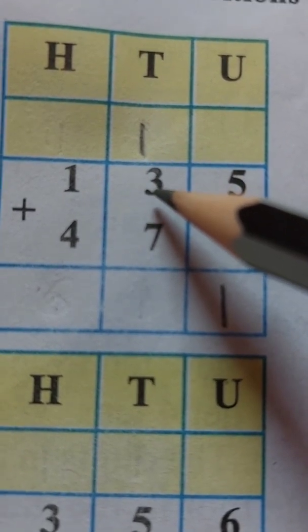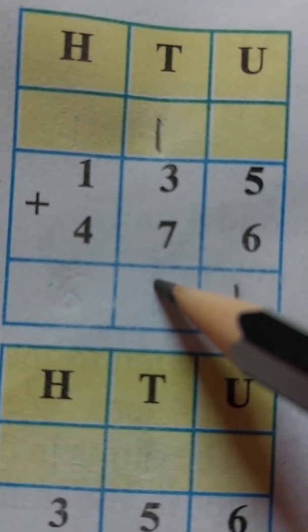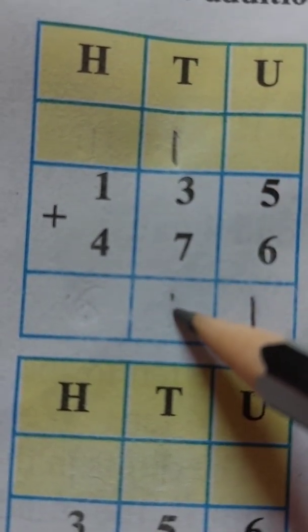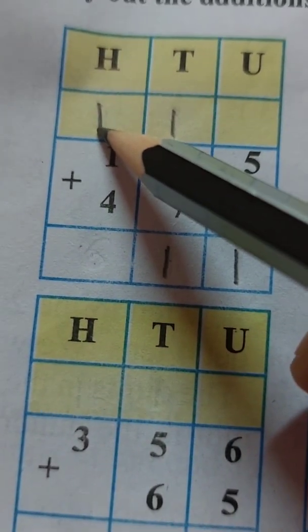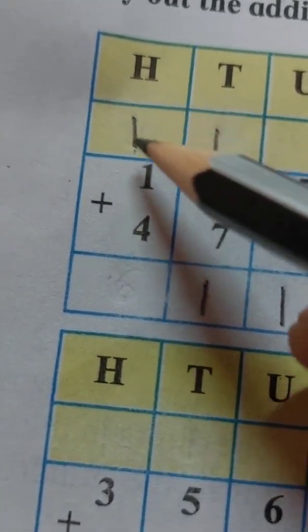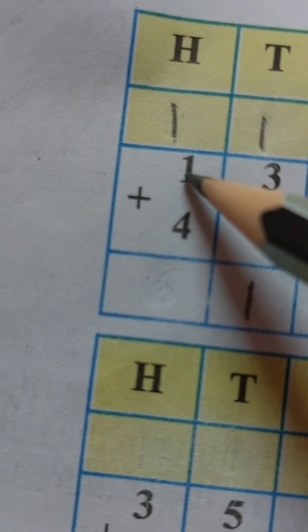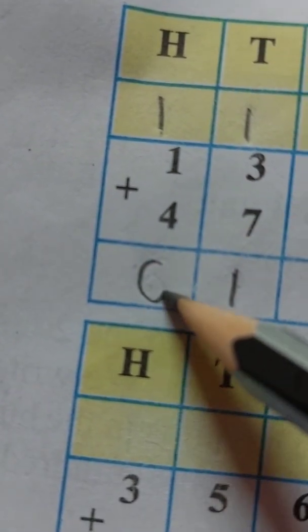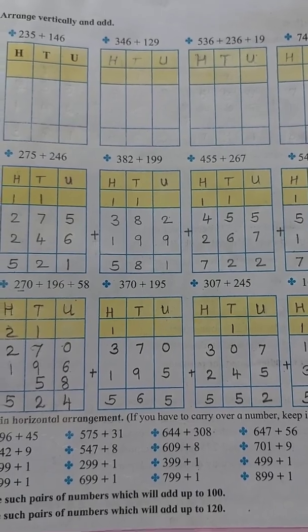1 plus 3 is 4 and 4 plus 7 is 11 again. So here 11 tens. You get 11 tens. 1 right over here and 1 you carry in hundreds place. 11 tens means what? 100 and 1 ten. So 100, that 1 we carry over here and 1 ten, that 1 we write in tens place. So now add these numbers. 1 plus 1 is 2. 2 plus 4 is 6. So what answer you got? 611.